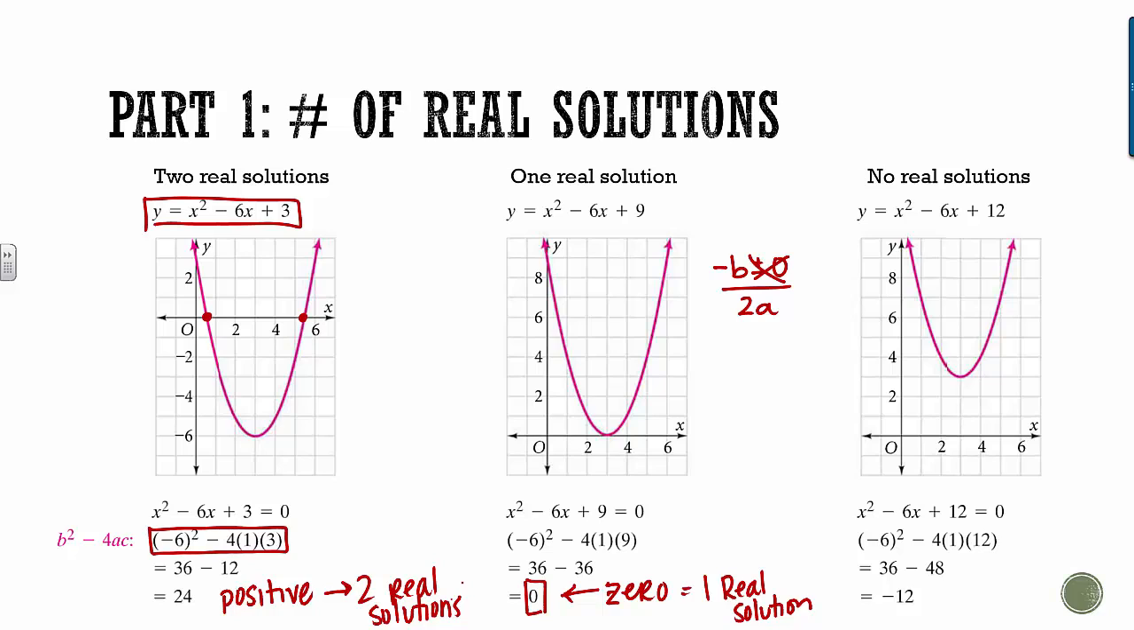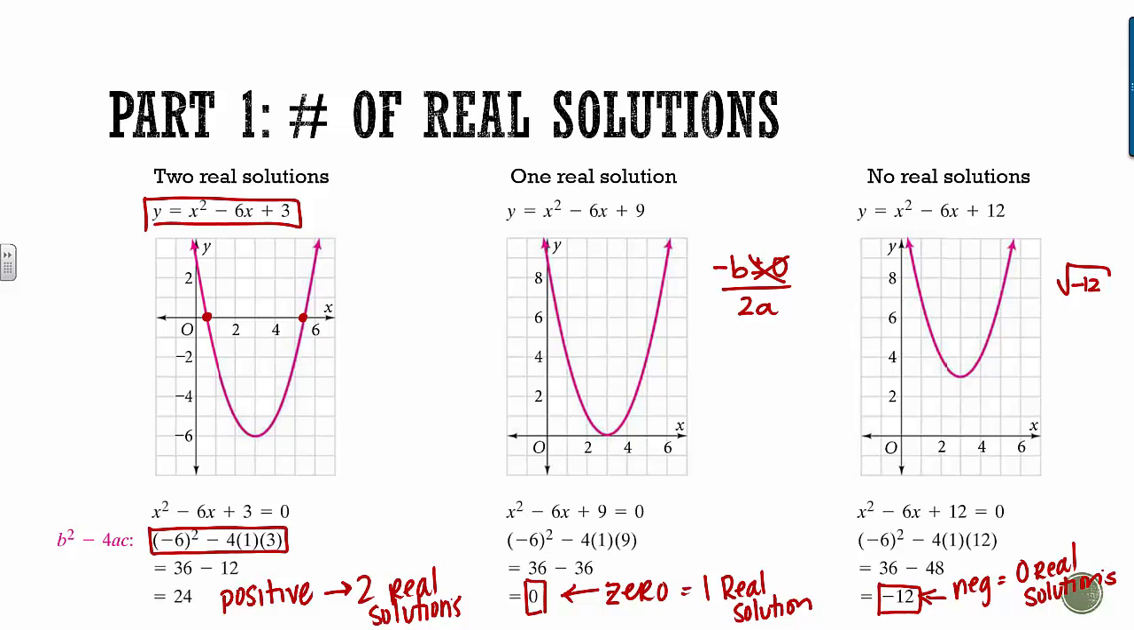Now, if you plugged everything into the quadratic formula and you got a negative number underneath the square root, you know that you can't take the square root of a negative number. So you would stop right there and you would say no real solutions. And in that case, this graph never crosses the x-axis. So if you get a negative number, it means no real solutions. It has imaginary solutions, which you'll have to wait until Algebra 2 to figure out exactly what those are.